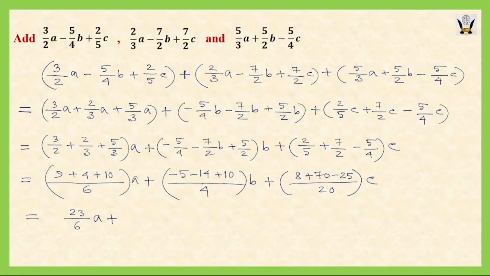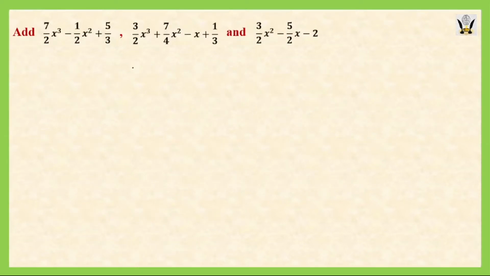Then from this result of addition, we will be getting minus 14 plus 10 minus 4 minus 4 minus 5, minus 9. So it will be minus 9 by 4, and the variable is b. And then from this result of addition, we will be getting 70 plus 8, 78, minus 25, it will be 53. So 53 by 20 c. So the final simplified answer will be 23 by 6 a minus 9 by 4 b plus 53 by 20 c.